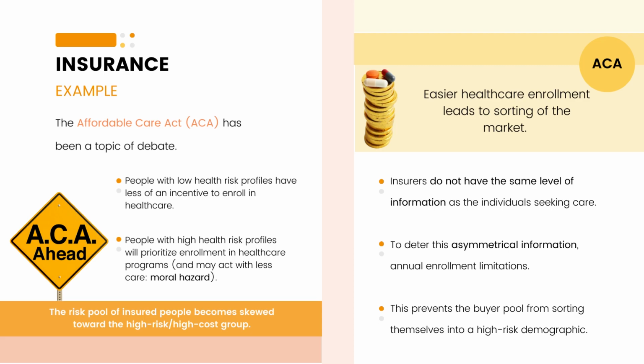The policy has deterrence of adverse selection by limiting open annual enrollment to only a few weeks so that people will enroll before they need care. A precaution like this prevents the buyer pool from sorting themselves into a high-risk demographic. Health insurance is a common example in which adverse selection occurs because the insurers do not have the same level of information as the individuals who are seeking care.